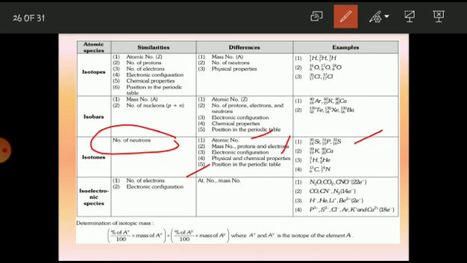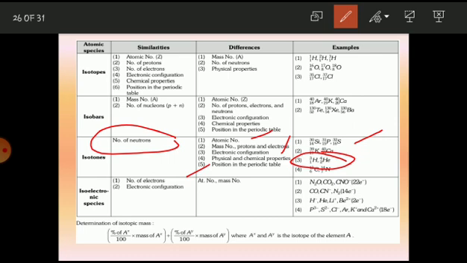So in all these, the number of neutrons remains the same. How to calculate the number of neutrons? It is A minus Z, mass number minus atomic number. Are you getting it? So in all these examples, you can see the number of neutrons are same.